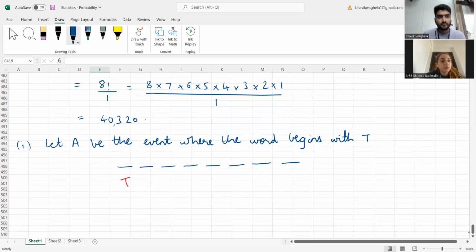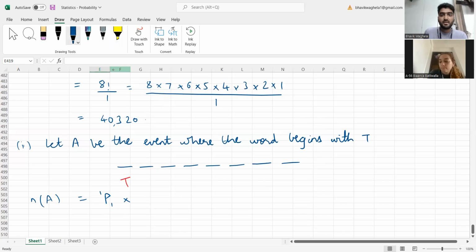So n of A will be: I want to arrange one letter out of one letter, so it would be 1P1 multiplied by. In such problems there would be only multiplication because here we are talking about the word and not letters. You need all the 8 letters to form a word, so we never use the word or. We always use the word and. For example, the letters in the name Bhavik are B and H and A and V and I and K. All these letters are required to form a word, so we always multiply and we don't add.